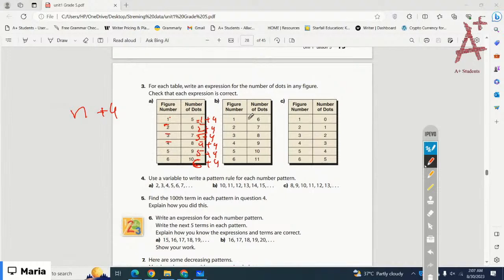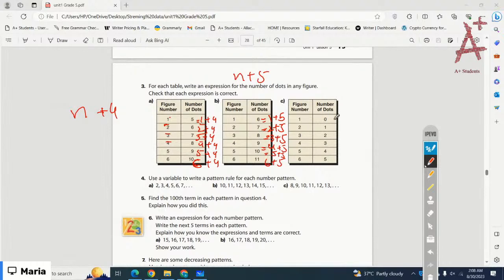Okay, for this one, figure number 1 has 6 dots, figure 2 has 7. So it would be 1 plus 5. That would be 2 plus 5. That's exactly the same as what I did on the board right before this one, right? 3 plus 5, 4 plus 5, 5 plus 5, and then 6 plus 5. So that means if the figure number is n, you have to add the constant number 5 every time. So for this one, the expression is n plus 5, right?